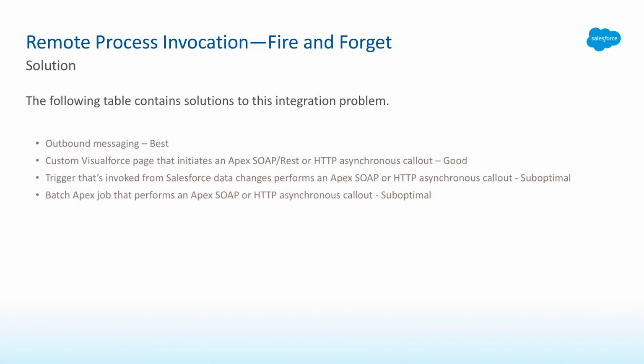And lastly, as I said, for a large chunk of data, you can always use batch Apex to send the data. So what you can do is write a scheduled job which runs every hour to check for any new orders being created and push it to the third-party system. So that is a batch Apex.